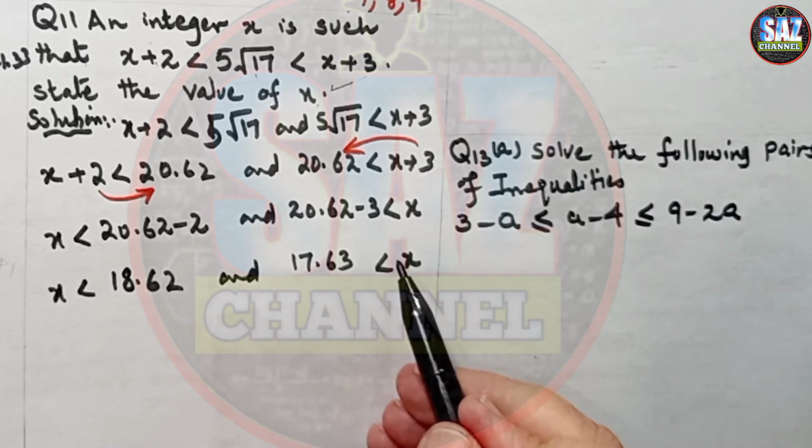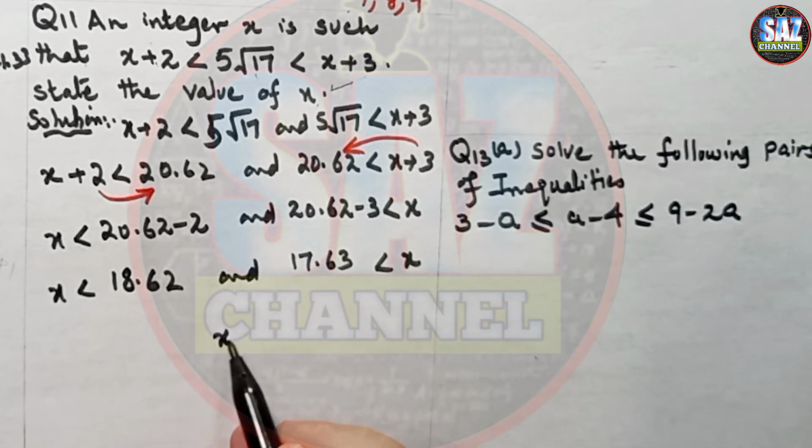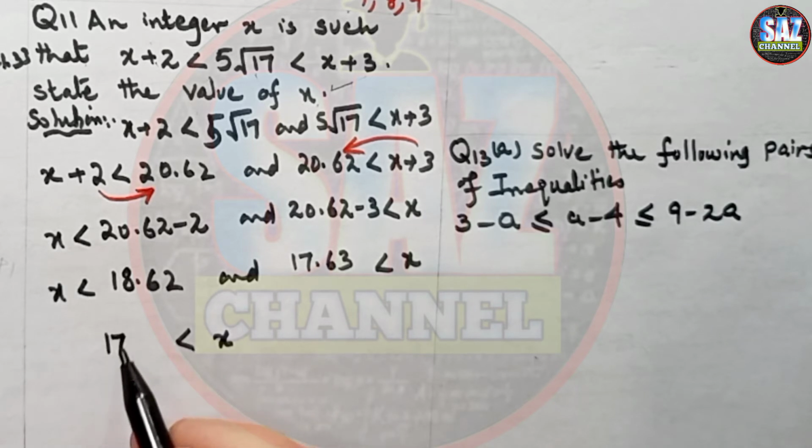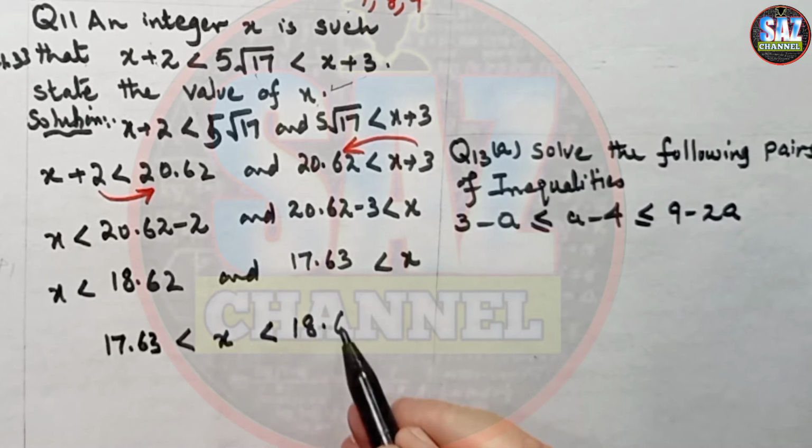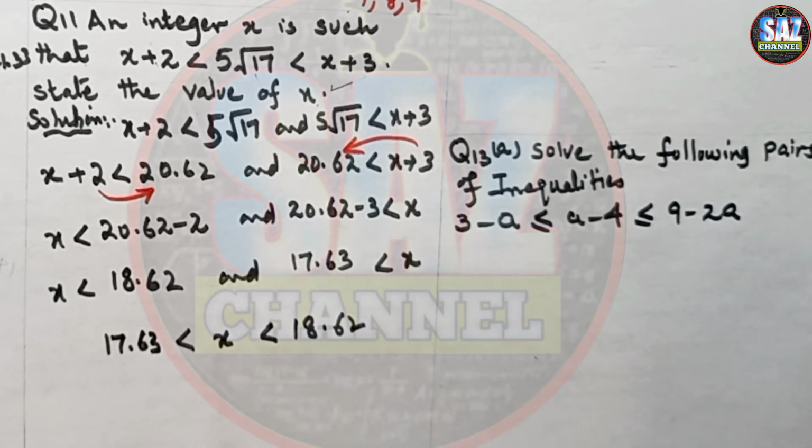X is greater than 17.63 but less than 18.62, and the question says that x is an integer, so integers cannot be in decimal. So the integer which is greater than 17.63 but less than 18.62, so x will be equal to 18. That is the answer for this question. I hope you are clear about this question. Let's move to the next question.